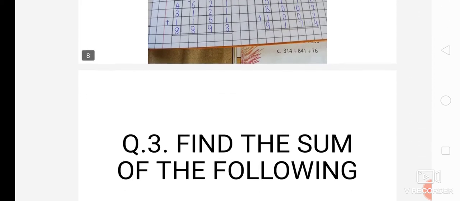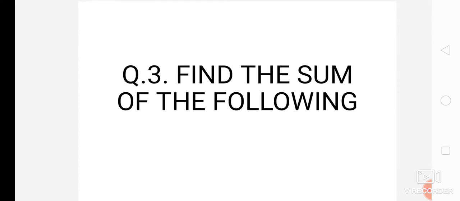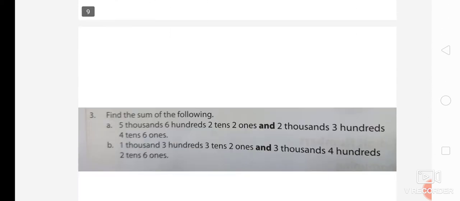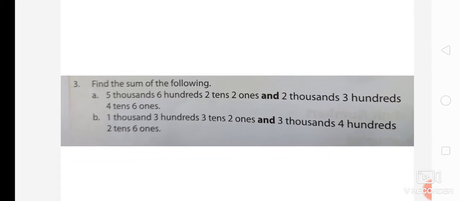Now we move on to question 3. What is question 3? Find the sum of the following. Sum means total. We have to find the total number. That is, we have to add. Now, question 3 is given in this way.